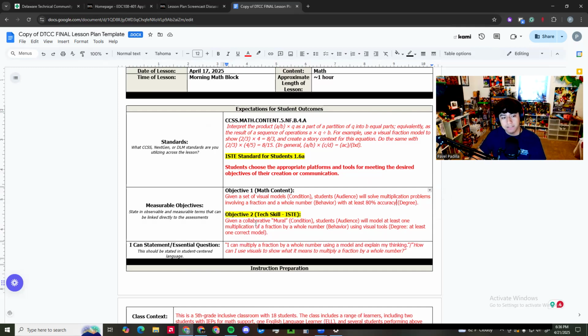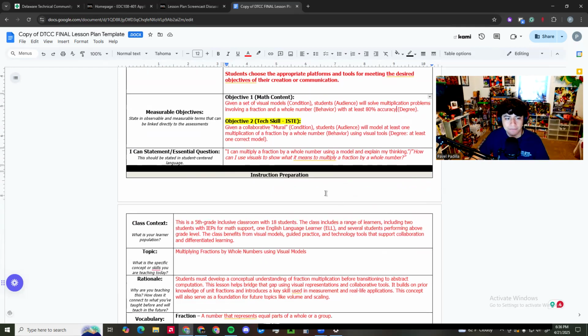My second objective is, given a collaborative mural, for those that don't know, Mural is the one we used in class, the first class it was, and then again around the third or fourth class, students will model at least one multiplication of a fraction by a whole number using visual tools, aka Mural.